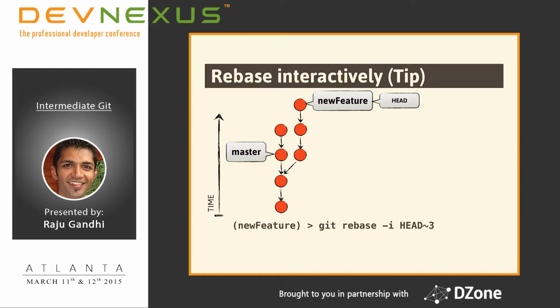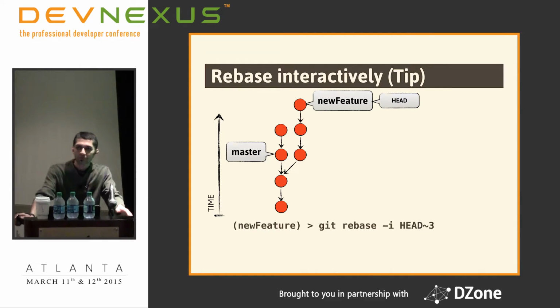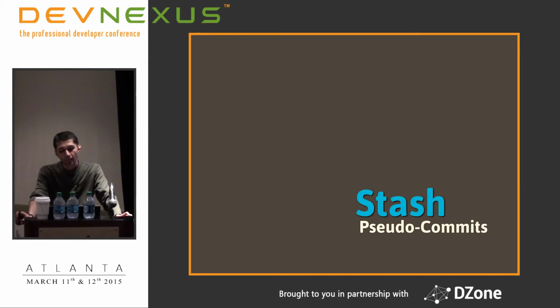Clean up commits, go back. Clean up commits, go back. So the point of this section being, go look at Git Rebase. Go look at Git Rebase Interactive. Let's talk about Stash.